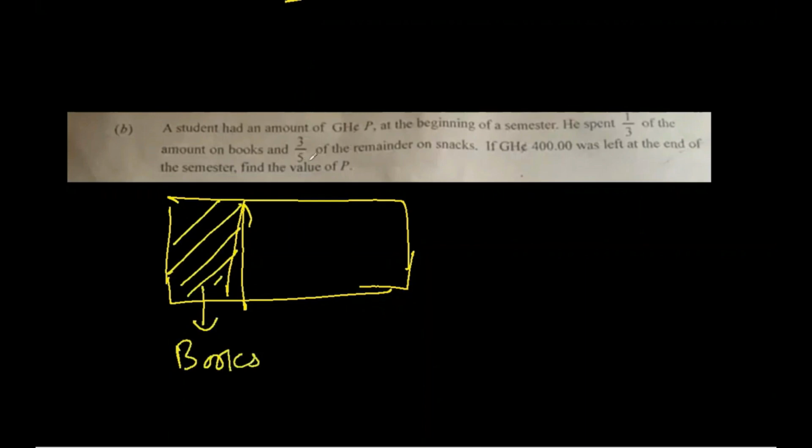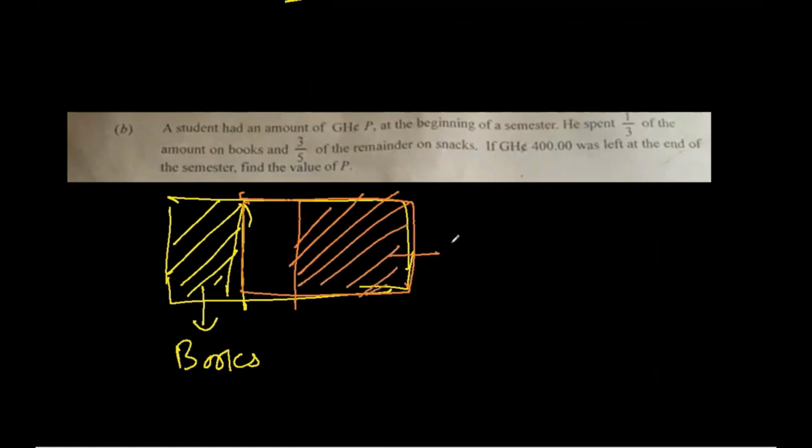Okay, and 3/5 of the remainder. So what is the remainder here? The remainder is this one. Let me change the color. This is the remainder. Suppose this is 3/5 of this remainder. It is spent on snacks. So this is 3/5 of the remainder, not 3/5 of the whole. If 400 Ghanaian cedis was left, this area which is left is 400 cedis at the end of the semester. Find the value of P.